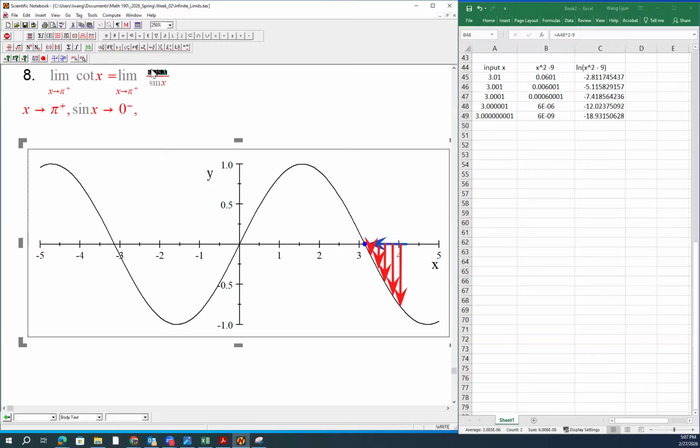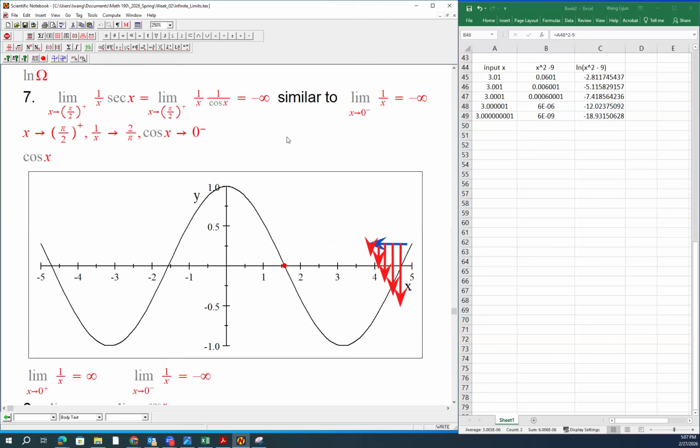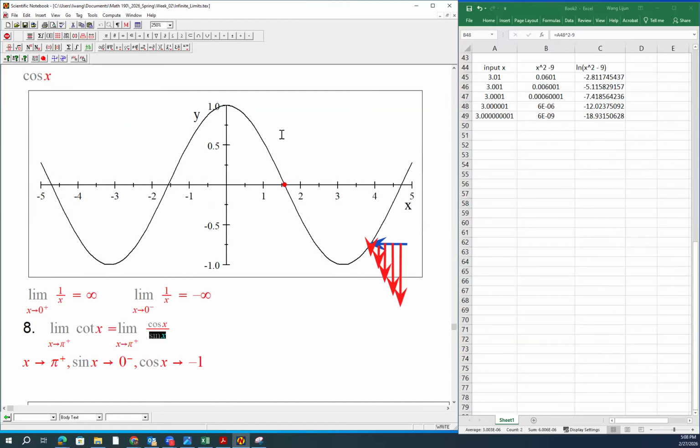What happened to the numerator? Cosine x, as x approaches pi, is approaching -1. So the numerator is negative. Sine is approaching 0 from smaller than 0, so it's a negative divided by negative. So the whole thing is going to be positive. And which model would be relevant? The relevant model would be this one.